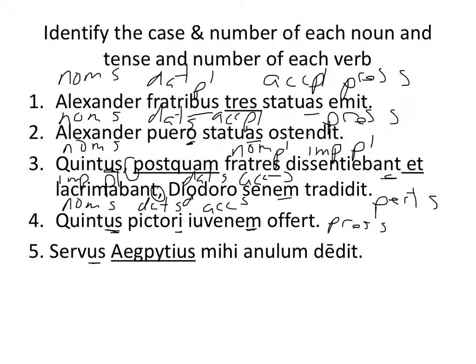Servus, that US still makes it nominative singular. Mihi, this is a form. It's actually dative singular. It's the dative singular form of ego. Makes this accusative singular. And then the long E here makes this a perfect singular. Okay? This is just kind of a good review for our grammar that was learned throughout stages 1 through 9.